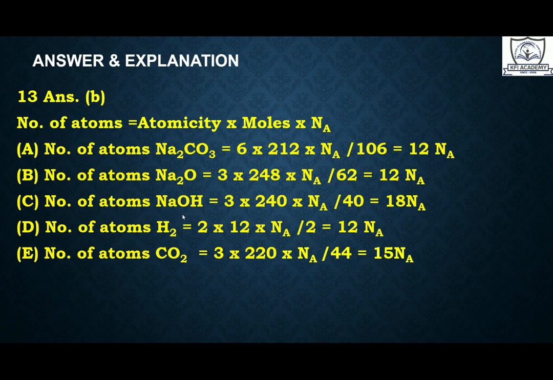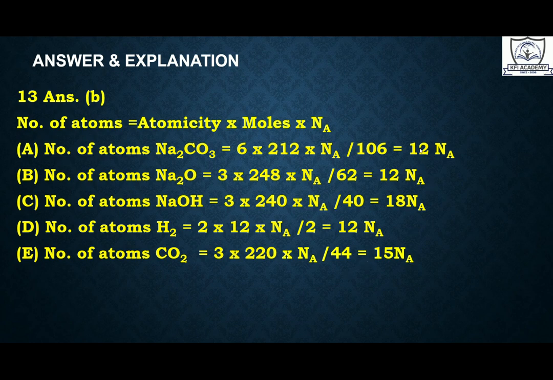And the number of atoms of NaOH: in one molecule, 1 Na, 1 O, 1 H, that is equal to 3. Given mass is 240 into Avogadro number divided by 40. The answer is 18 NA. Number of atoms in H2: there are 2 atoms in one molecule. Given mass is 12, and Avogadro number divided by 2, 12 NA. Similarly, the number of atoms in one molecule of carbon dioxide is 3. Given mass is 220 divided by the molar mass of CO2, 44, 15 NA.